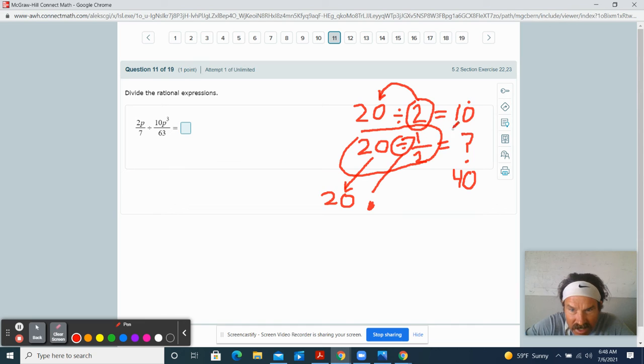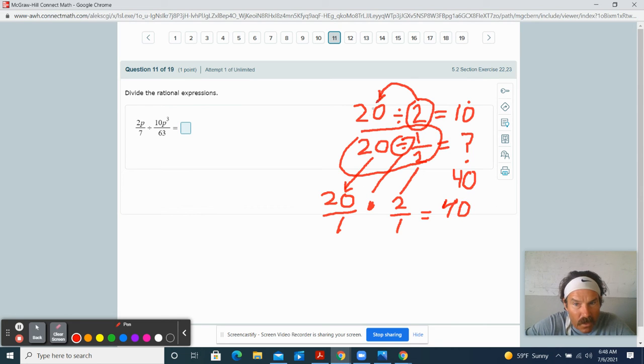What we do with this fraction here, 1/2, is we flip it. It's called the reciprocal. We flip it upside down. We put the 2 on the top and the 1 on the bottom. And now look what happens. We have a multiplication problem. We take 20 over 1 and we multiply by 2 over 1 and we get our answer. We get 40.